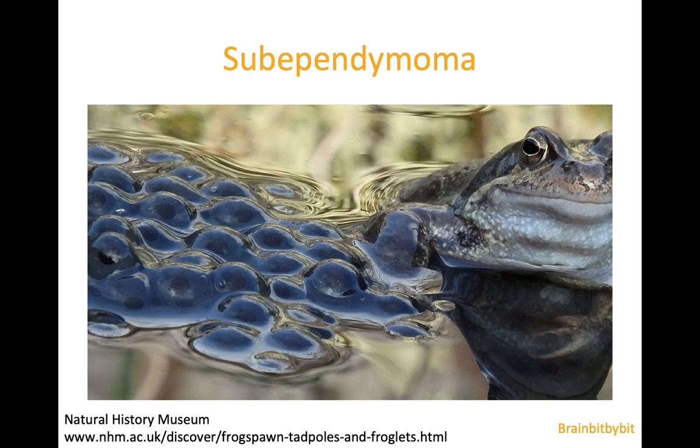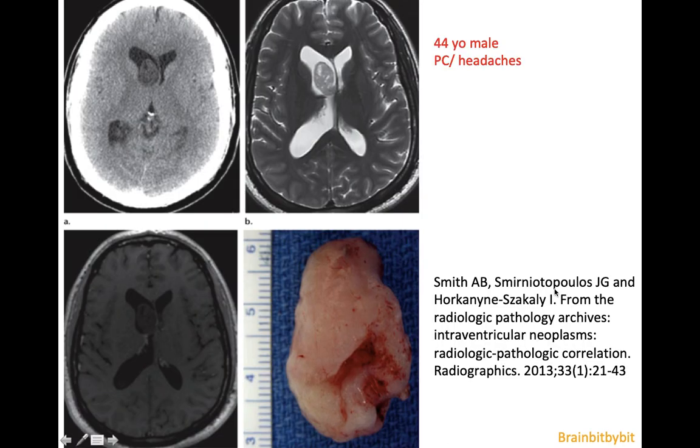Bit, we're going to continue with another ventricular tumor, a subependymoma. The first case is a 44-year-old male patient presenting with headaches, and on imaging you can see an intraventricular mass in the right frontal horn with cystic degeneration and little or no enhancement.